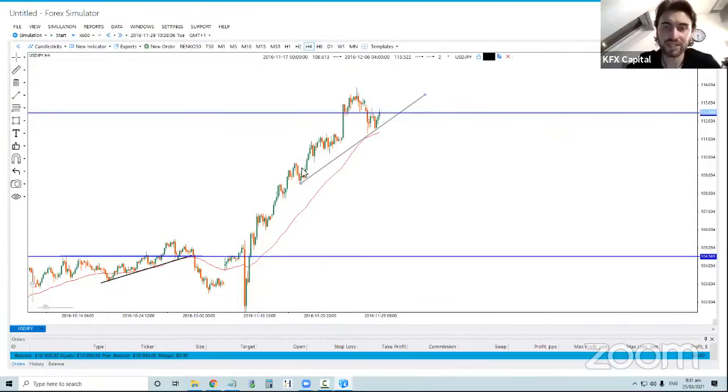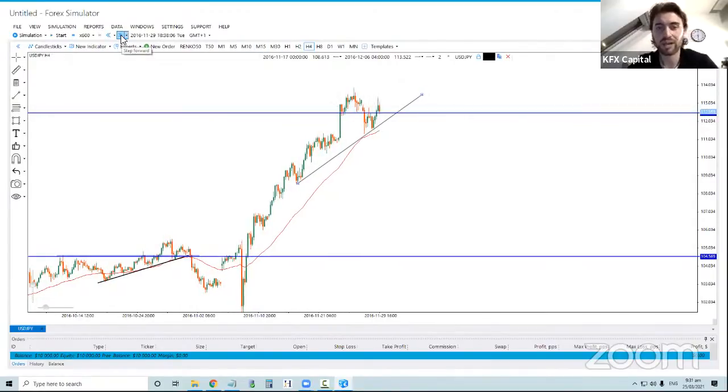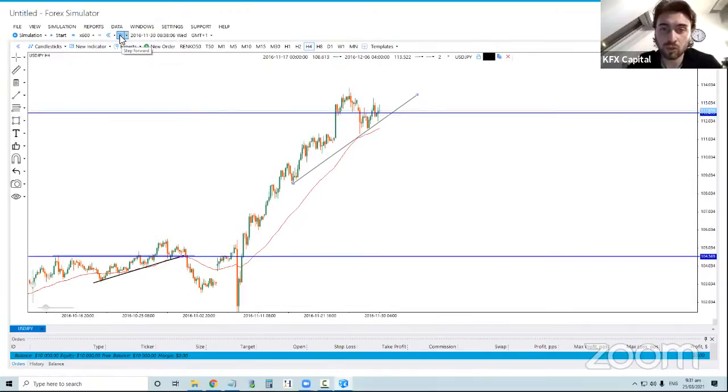So you've got one touch there, two touch there. Price is probably going to push up, and then I'll look for the third touch, which is where I would usually take a trade. So I could potentially go now and zoom in.